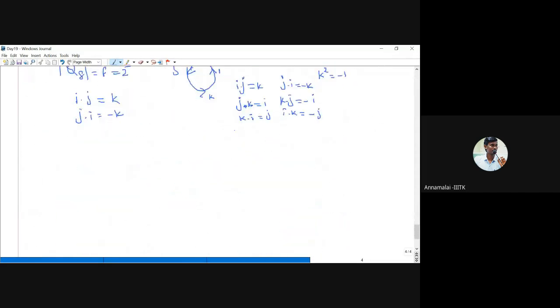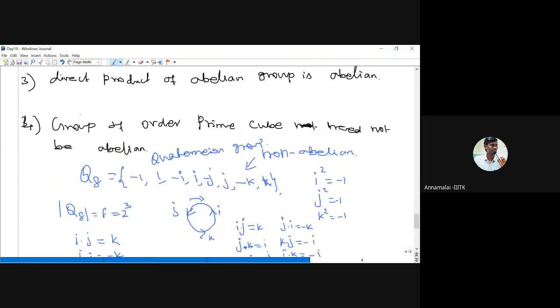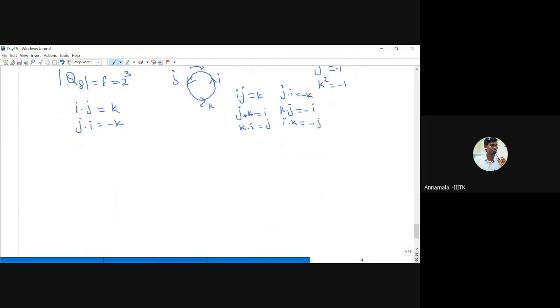Suppose the order of the group is a product of two primes, when will this be a cyclic group? The next result: suppose the order of the group is the product of two primes, p into q. We assume that p is a smaller prime than q, and suppose p does not divide q minus 1. If this condition is satisfied, then G should be a cyclic group.